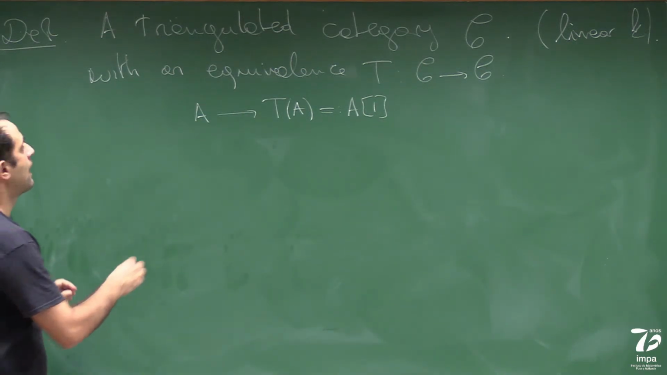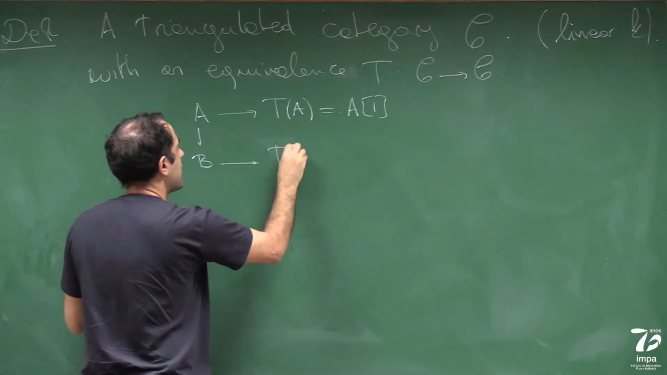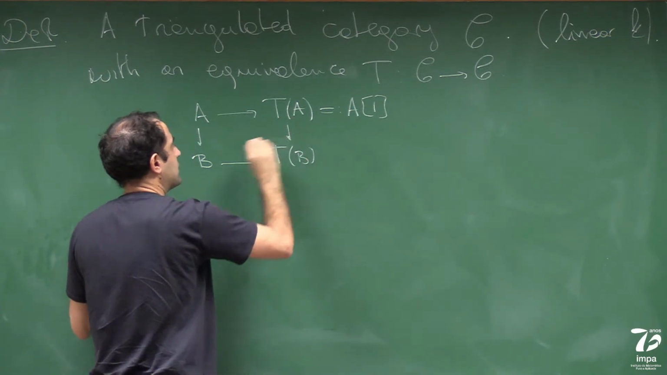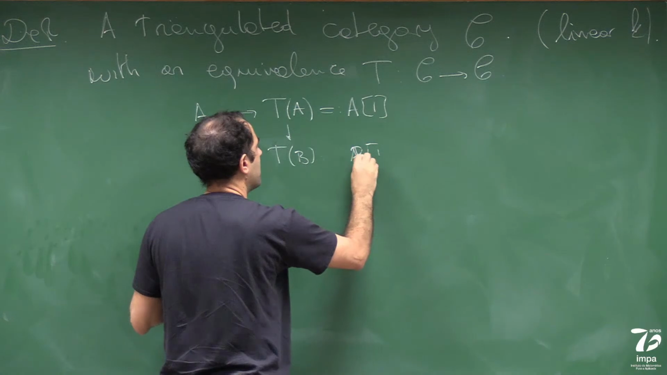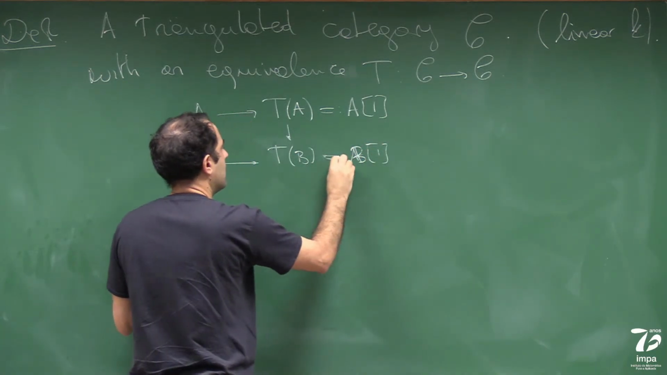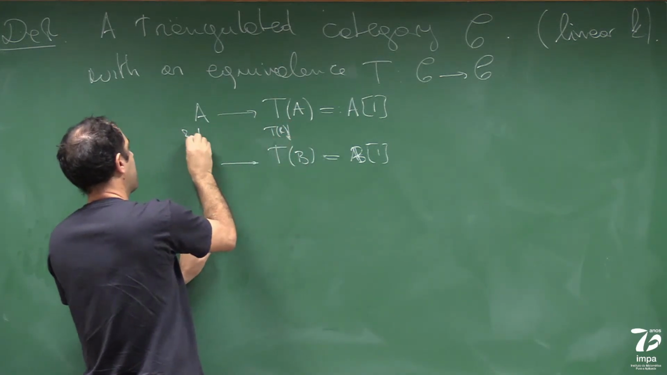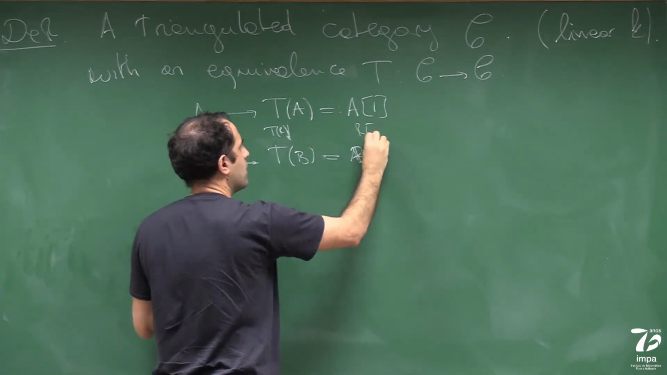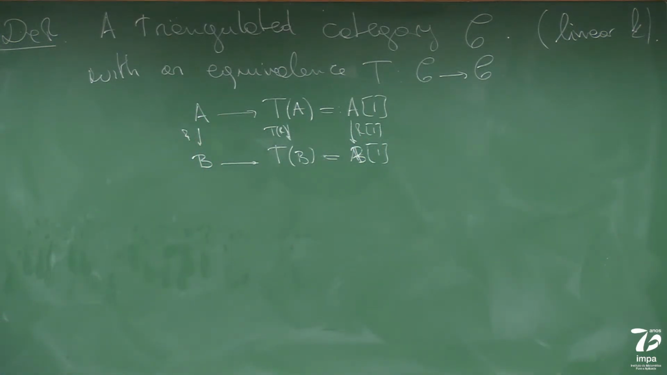And if you have a map F from A to B, and T is an equivalence, in particular T is a functor, so you get a map from A shifted by 1 to B shifted by 1. That is T of F. I'm going to denote it F shifted by 1. This is just a matter of names.